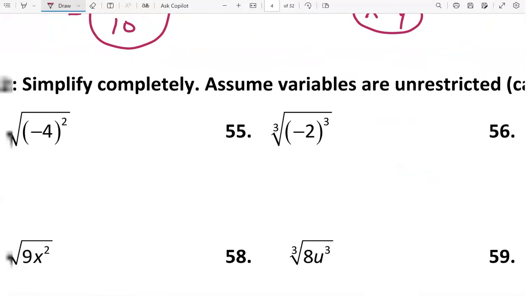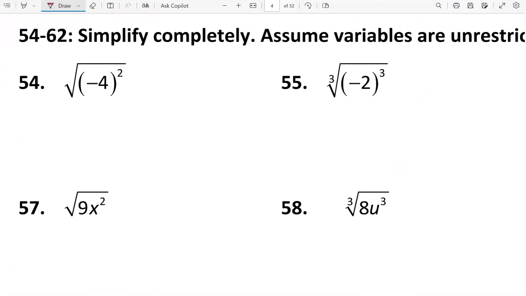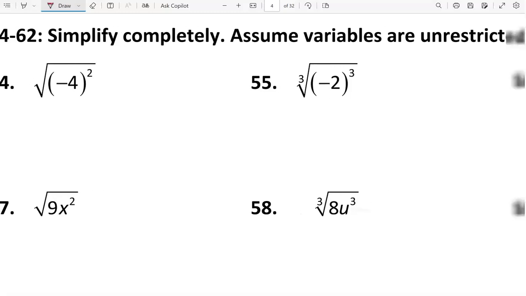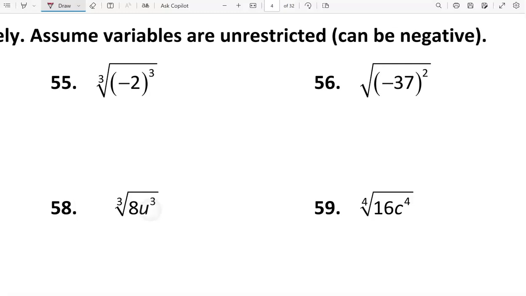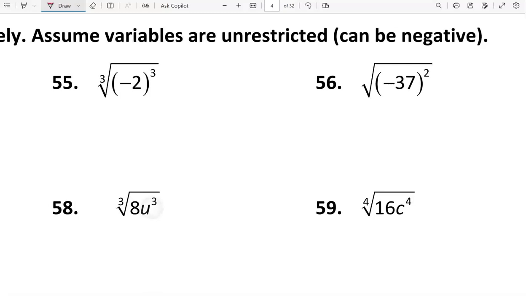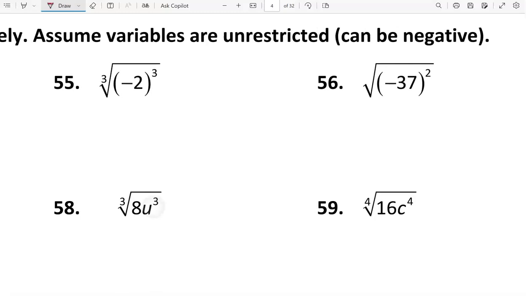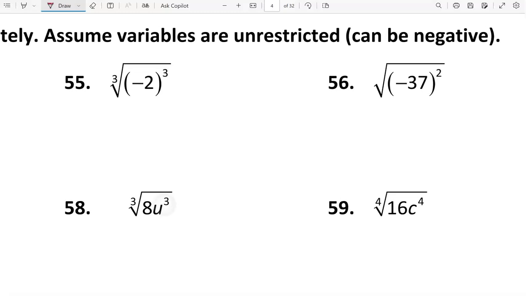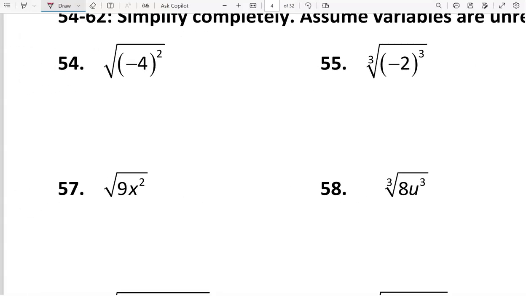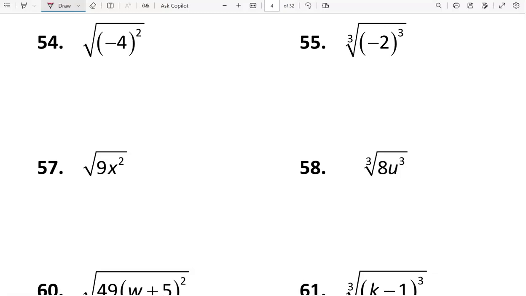All right. In 54 through 62, we are asked to simplify completely, but this time we're asked to assume that variables are unrestricted, therefore can be negative. What that means is we're going to have to consider the use of absolute value on variable expressions when necessary. Now 54, our final answer should not have an absolute value in it, and that's because this is a numeric expression. So we could simplify an absolute value even if we use one.